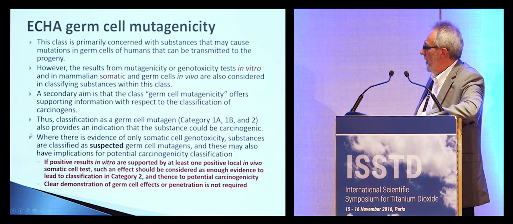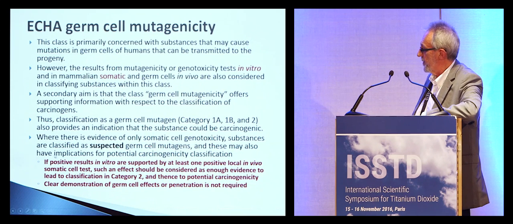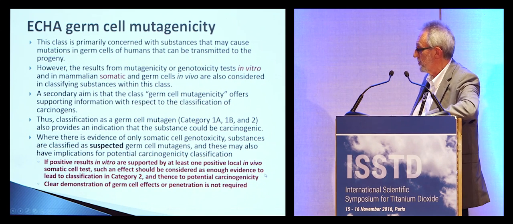Where there is evidence of only somatic cell genotoxicity, substances can be classified as suspected germ cell mutagens, and this may also, therefore, have an implication for potential carcinogenicity. So, if positive results in vitro are supported by at least one positive local in vivo somatic cell test, such an effect should be considered as enough evidence to lead to classification in category 2 as a germ cell mutagen, and thence to potential carcinogenicity.